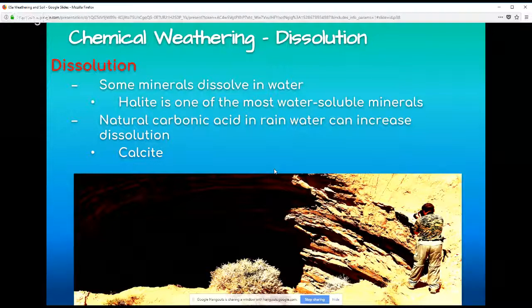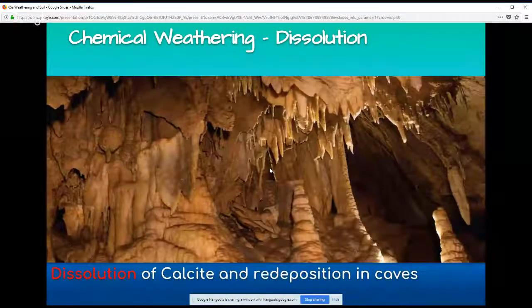Natural carbonic acid in rainwater increases the dissolution of minerals like calcite. That carbon dioxide, the gas carbon dioxide, mixes with natural water to make the water slightly acidic. That slightly acidic water can dissolve calcite over geologic time. As it re-enters caves and releases the carbon dioxide, that water will precipitate or create mineralized stalactites and stalagmites in caves, tufa in springs, and travertine in other situations. So you get the dissolution of calcite and then the redeposition.